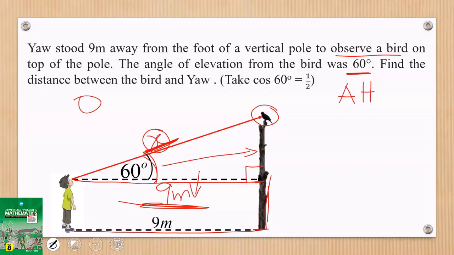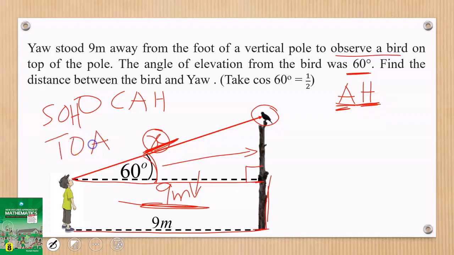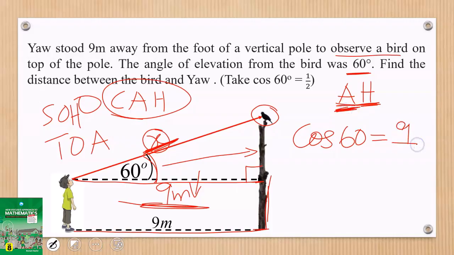We want to find the hypotenuse and we have the adjacent. Which of the SOHCAHTOA has adjacent and hypotenuse at the same time? You can see that it is CAH. So we can say cos 60 is equal to adjacent, which is 9, over hypotenuse, which is x.